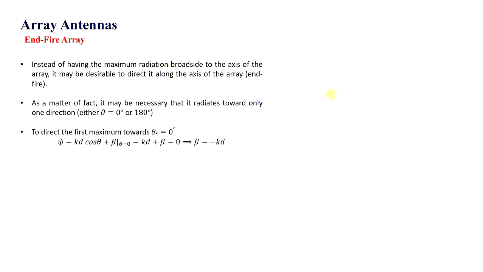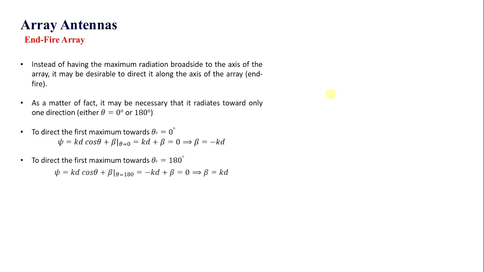To direct the first maximum towards theta equal to 0 degrees, we know the equation of psi is equal to kd cos theta plus beta. We will evaluate this at theta equal to 0. Putting theta equal to 0, cos theta is 1 and psi tends to 0. The equation becomes kd plus beta equal to 0, that is, beta equal to minus kd.